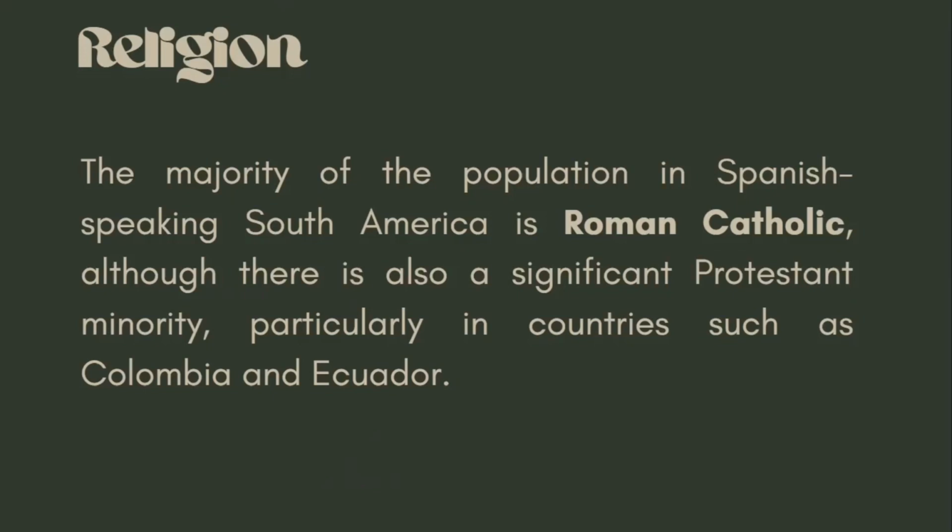Now, in the mid 20th century, there were significant social and political changes in Colombia and Ecuador, which created a more favorable environment for the growth of Protestantism. For example, in Colombia, there was a rise in evangelical Protestantism in the 1950s and 1960s, which was associated with a conservative political movement. Now, in Ecuador, Protestantism grew in the 1980s and 1990s, partly as a response to political instability and economic hardship.